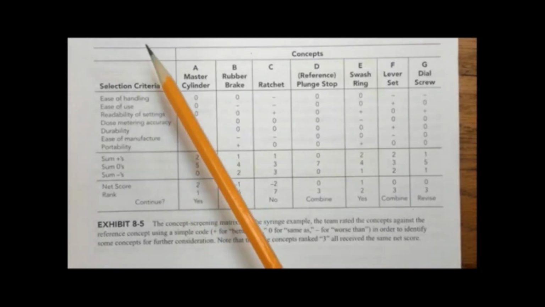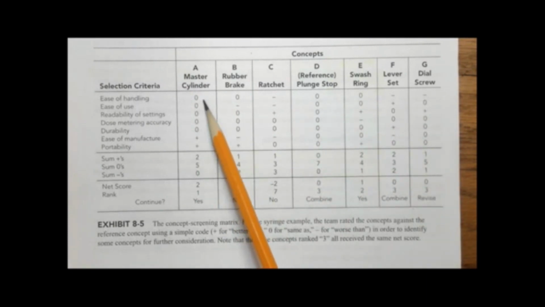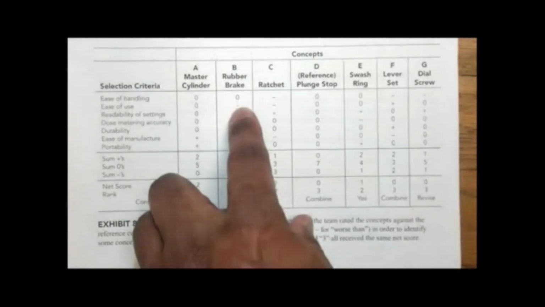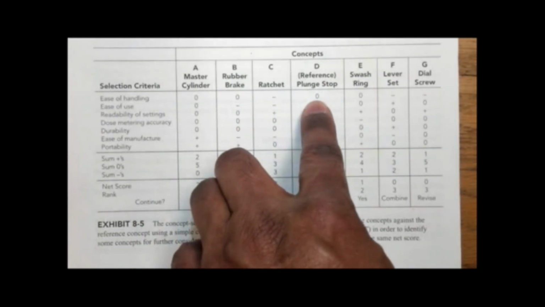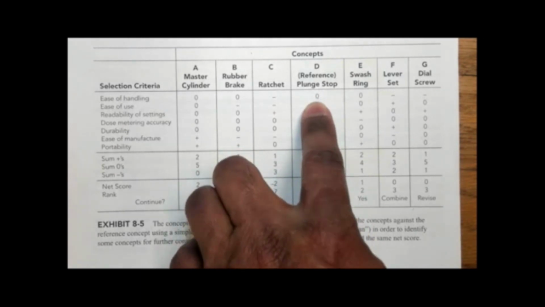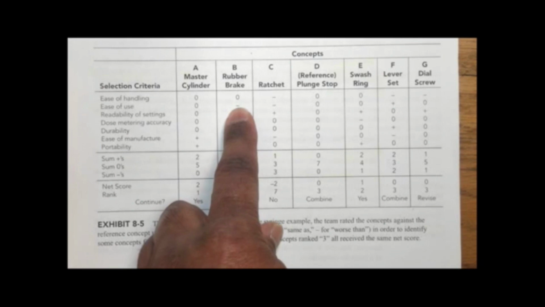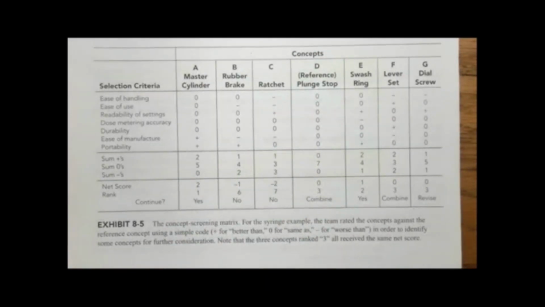So, I list all of my criteria and I have all of my concepts and I put in these numbers. The zeros here indicate that A and B in comparison to D are similar. On the ease of use, B has a score of negative. Why does it have a negative score? Well, it's worse than D on this criteria. So that's how we come up with these.